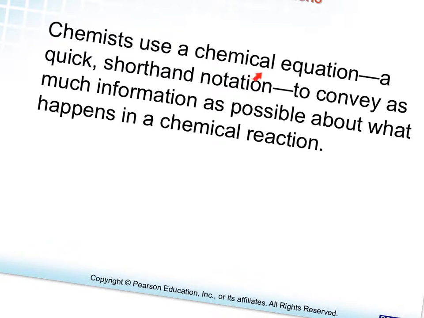A chemical equation is really a chemist's way, in a shorthand notation, to give you as much information as possible about what's happening in this chemical reaction. We're going to learn about the things that we start with, which we're going to call reactants, and the things we end with, which we'll call products. We'll talk about what states those reactants and products are in. Are they solids or liquids or gases? And we'll talk about balancing the equation. So all of these things will be expressed in a chemical equation.